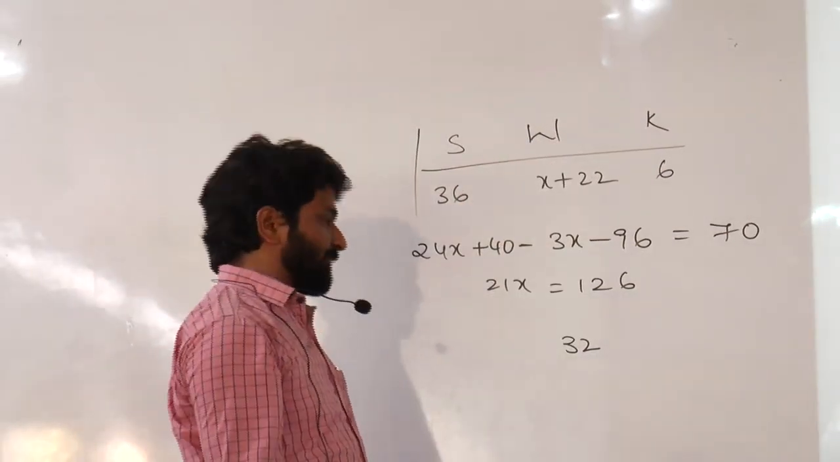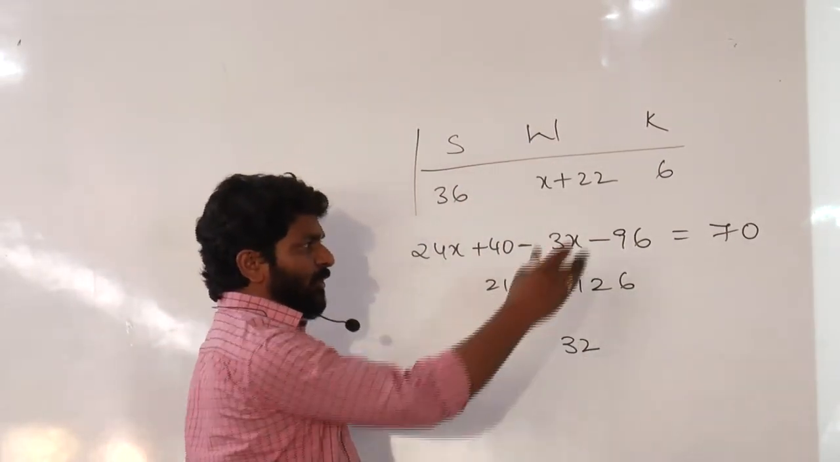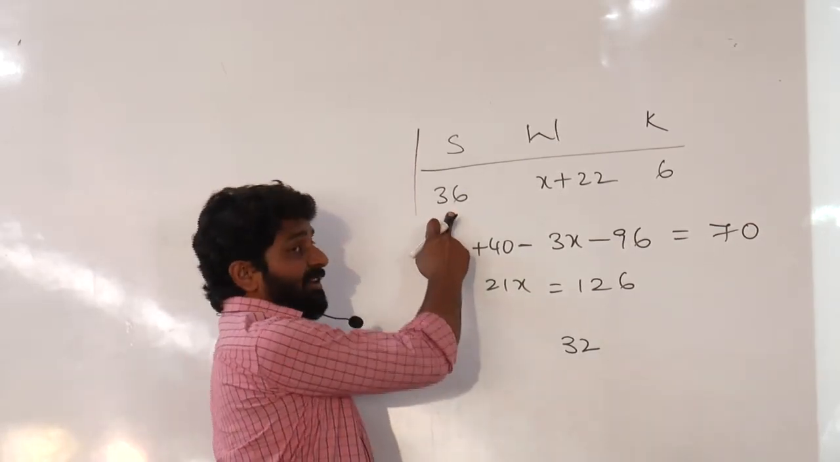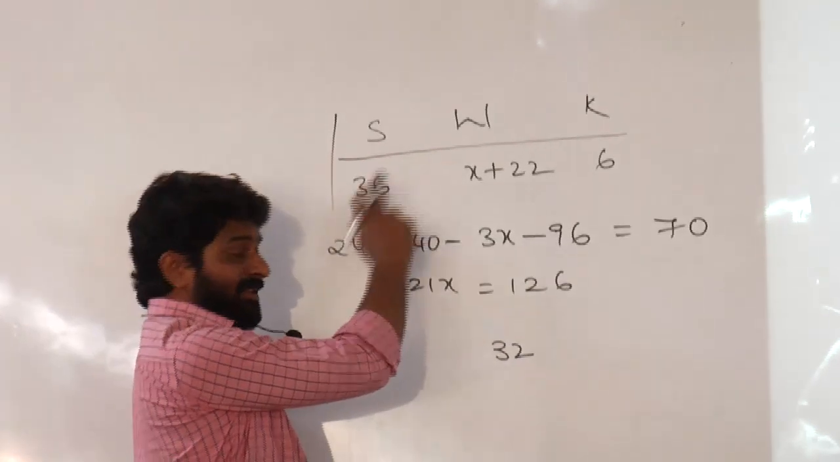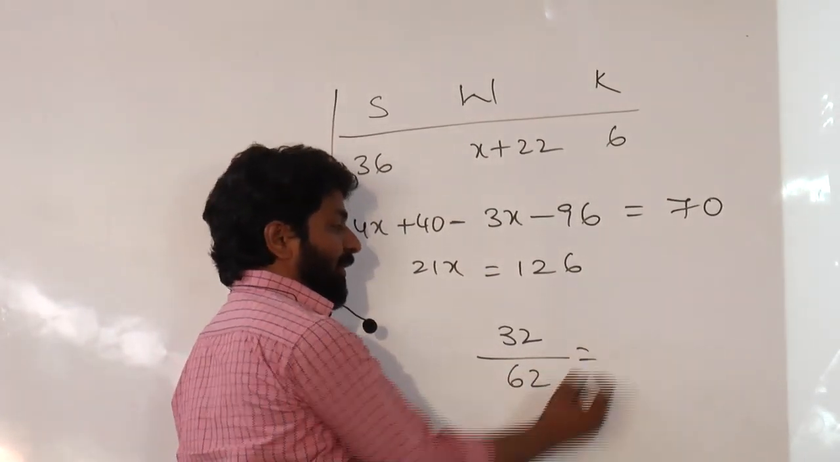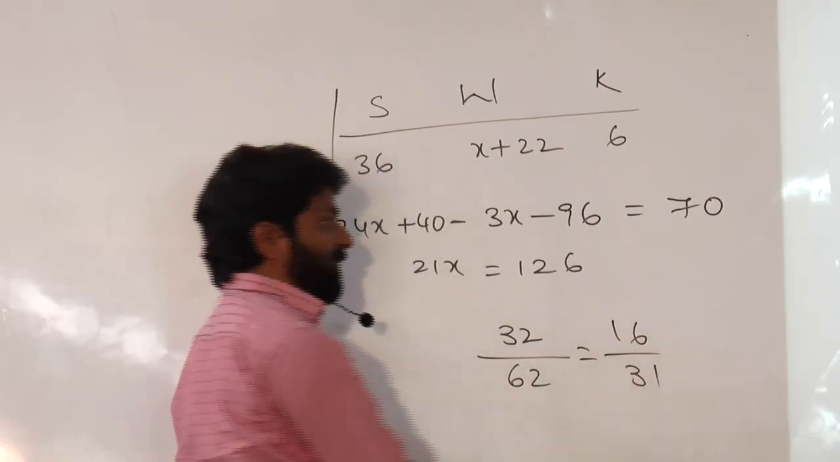Answer, oh, 2 options are there. Sumer's age 26 years hence. After 26 years, Sumer's age will be how much? 62. And ratio is 16 by 31. 16 is to 31.